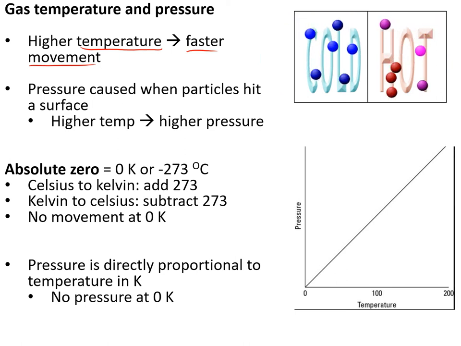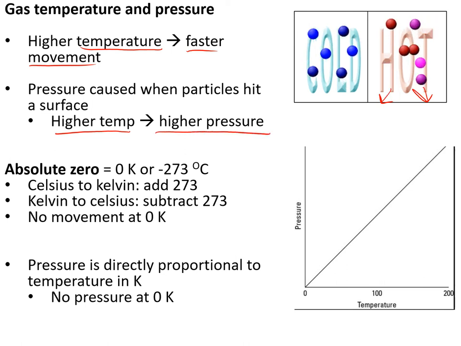Now, if we think about this hot one on the right, every time one of these particles hits the surface, it pushes on that surface, and it creates a small amount of pressure. So the pressure of a gas is the sum of all of the times particles hit a surface every second. If those particles are moving faster, they're going to hit the surface more often, so they're going to create a higher pressure. And we sort of know this, don't we?